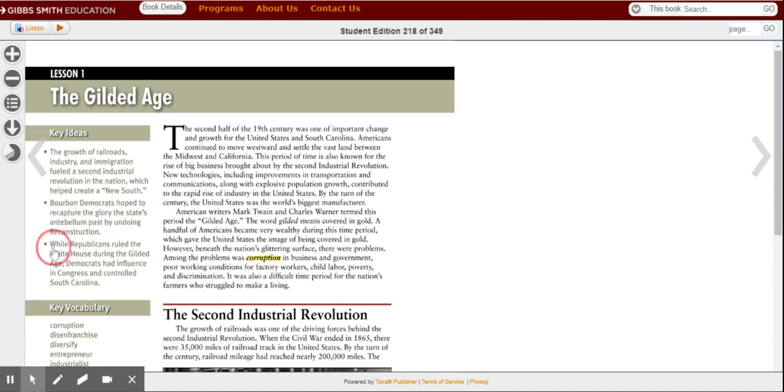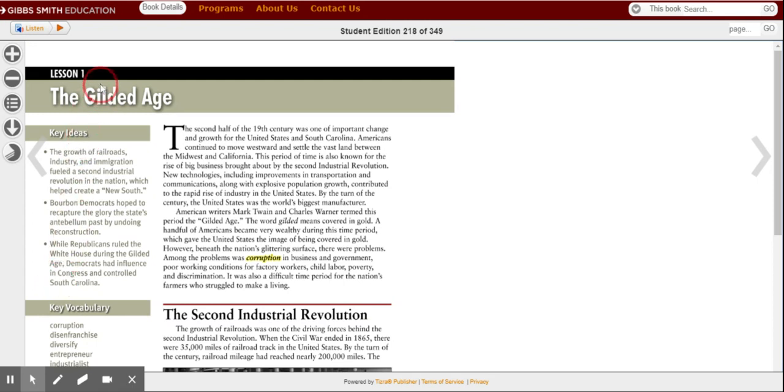All right. So while Republicans ruled the White House during the Gilded Age, Democrats had influence in Congress and controlled South Carolina. So those Southern Democrats, and you're looking at them there. Remember, the Republican Party is the party of Lincoln. All right. They're the party of change here, not the Democrats.